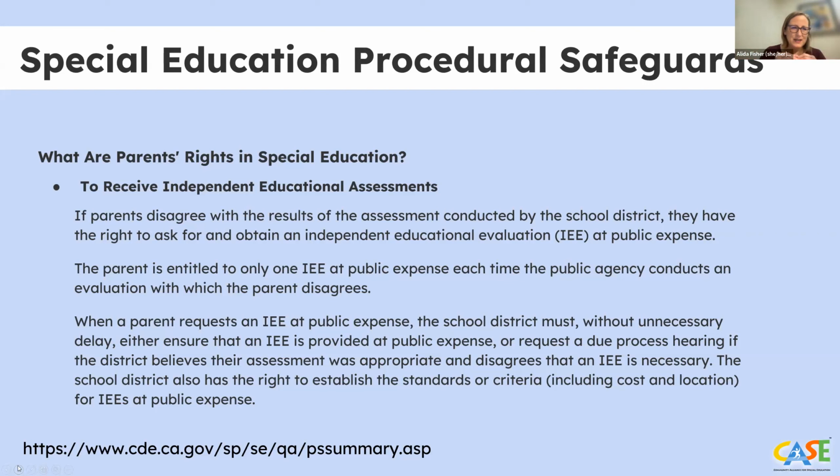So the next right is to receive an independent educational assessment. We often call that an IEE, an independent educational evaluation at district expense. That's the key. And this very often goes back to child find. The district has a responsibility to identify students in their geographic boundary that have disabilities.